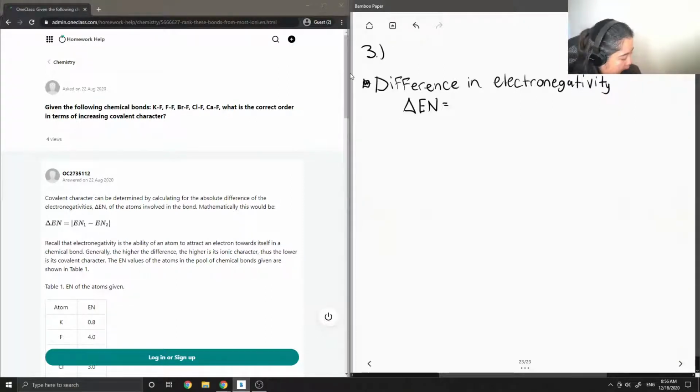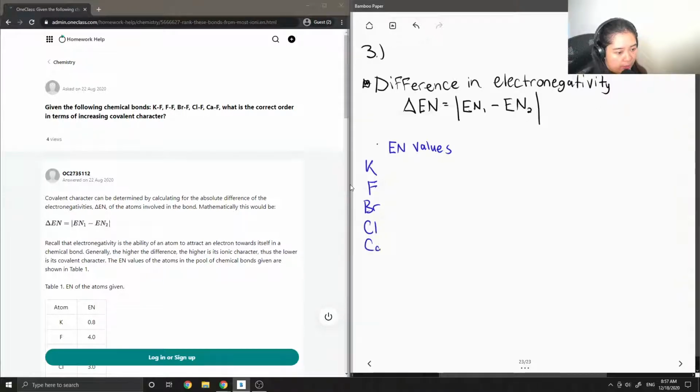So delta electronegativity can just be found by taking the difference between the electronegativity of one and the electronegativity of the other. Notice that we're only interested in the absolute value. If we were to get a negative difference, we would just look at the positive value of that number. Okay, so first let's find the electronegativity values of all of the different atoms: potassium, fluorine, bromine, chlorine, and calcium.